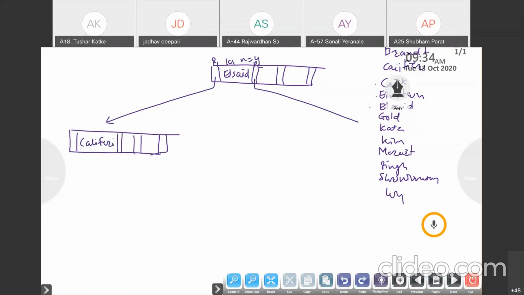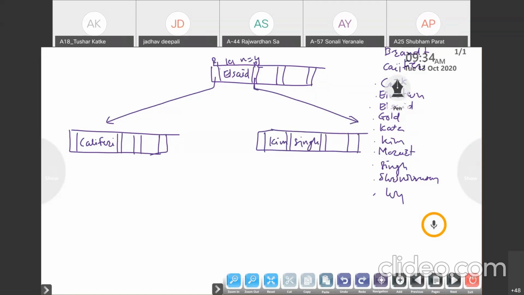After this, pointer P2 points to the records which are greater than or equal to Ilse. So after Ilse there is Gold, Katz, Kim, Mozart, Singh, Srinivasan and U. Suppose I use here Kim and Singh. Kim and Singh, suppose I use Kim and Singh.